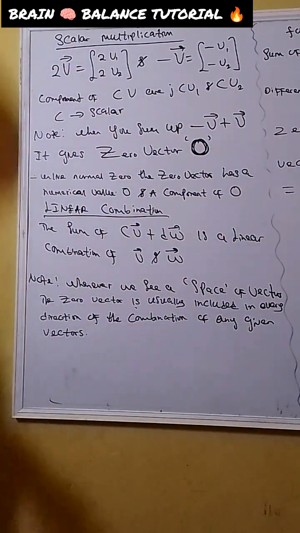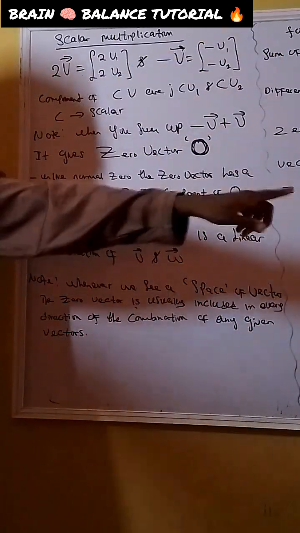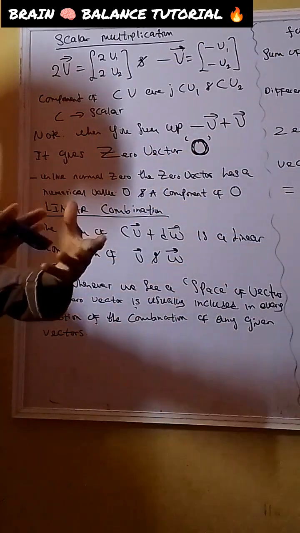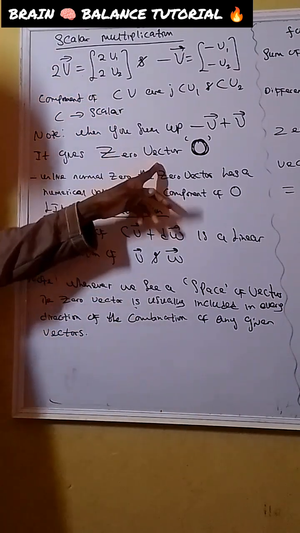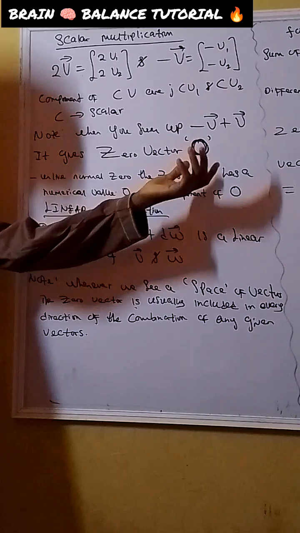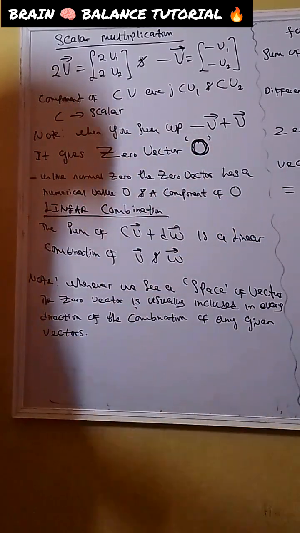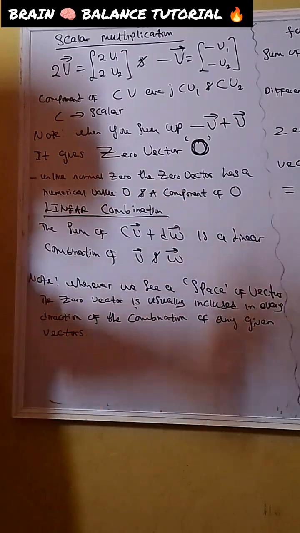Also, you should know that when you have a negative vector and a positive vector, like moving in a positive and negative direction, when they are combined together, what does it give us? It gives us what we call a zero vector. Now a zero vector is not just an ordinary vector with a normal value of 0. No, the zero vector has a numerical value of 0, and each of its components is 0.